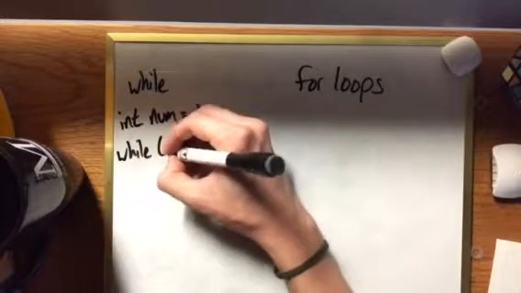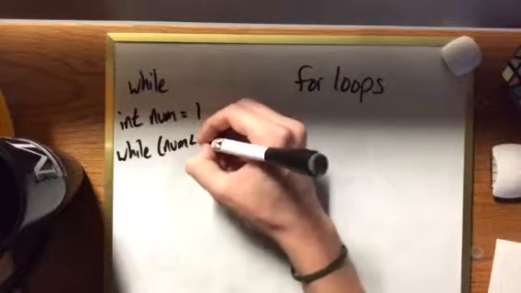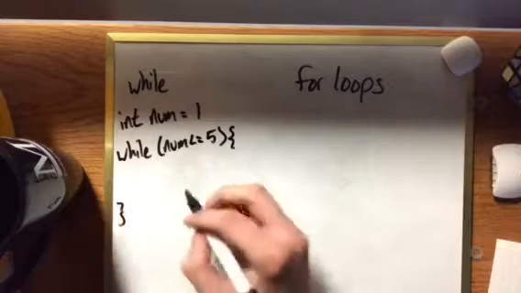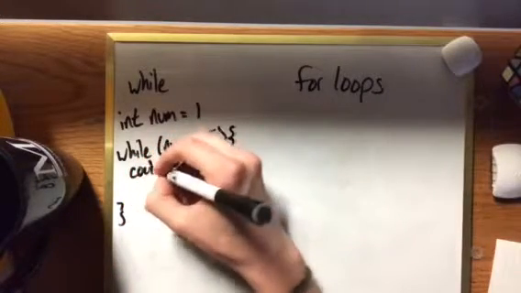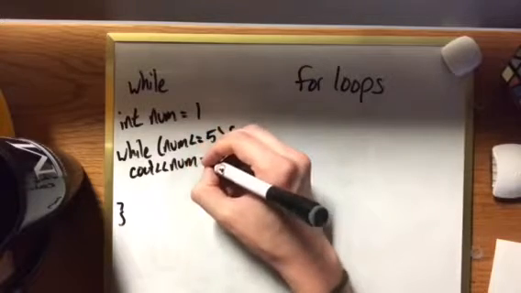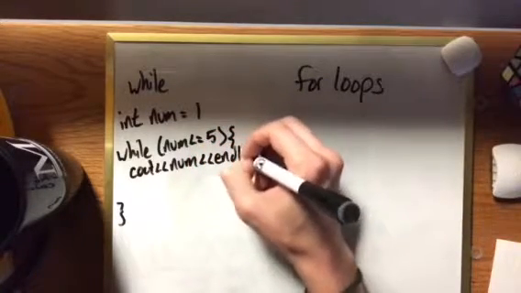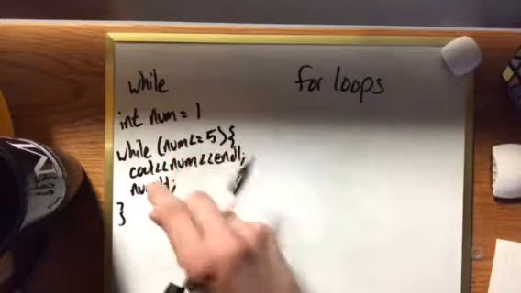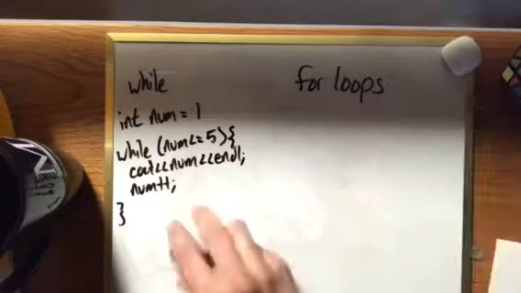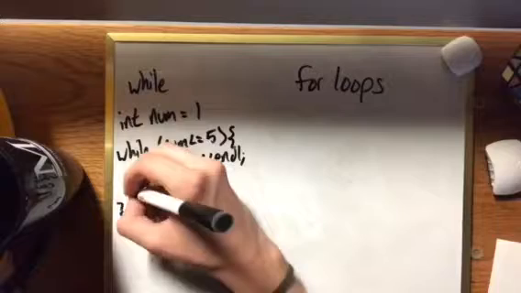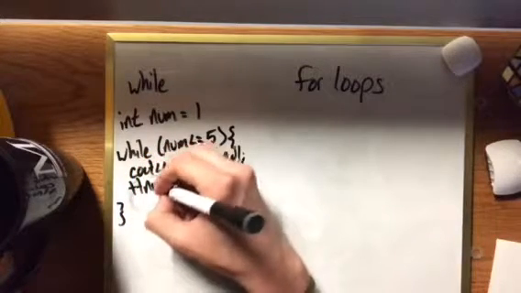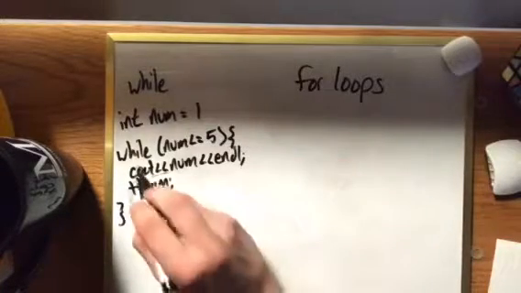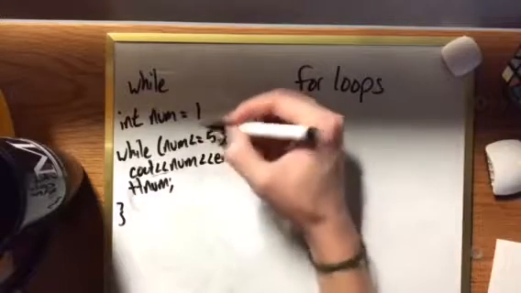And so while our number is, say, less than or equal to 5, and then we'll print out number. And then we have to increment number, or you can do number plus plus or plus plus number. They both function the same way. But essentially the idea is that it'll run through this continuously until this condition is no longer true.